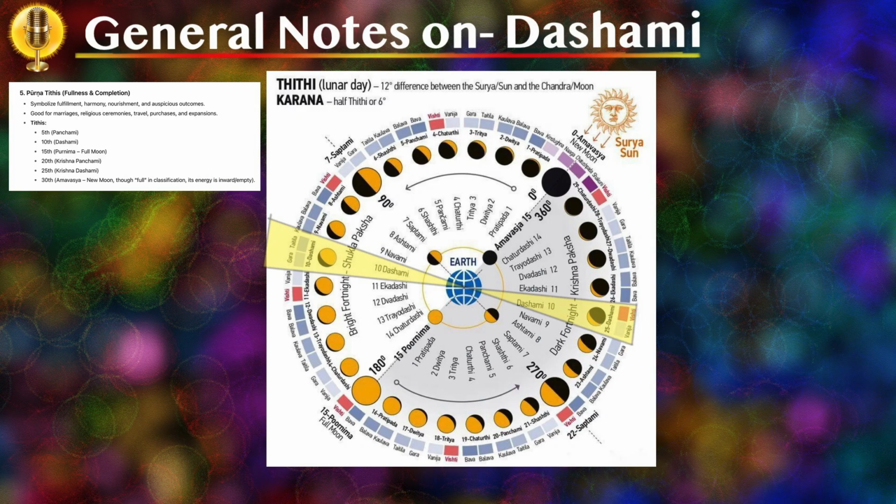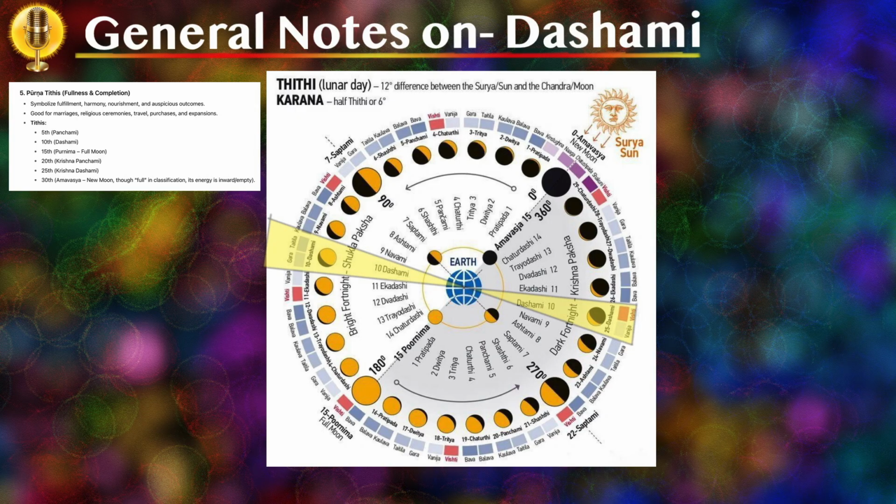As indicated in the pie chart over there, Dashami falls on the third quarter of each, right? So we are going closer and closer to the new moon on the waning side, or on the waxing side to the full moon. So there's quite a bit of illumination, or lack thereof, when it comes to Dashami.